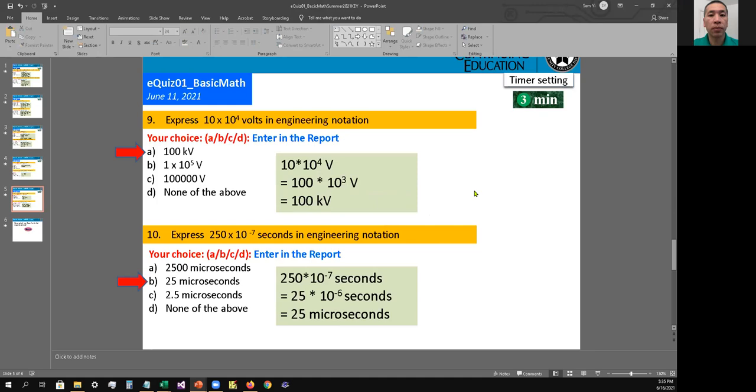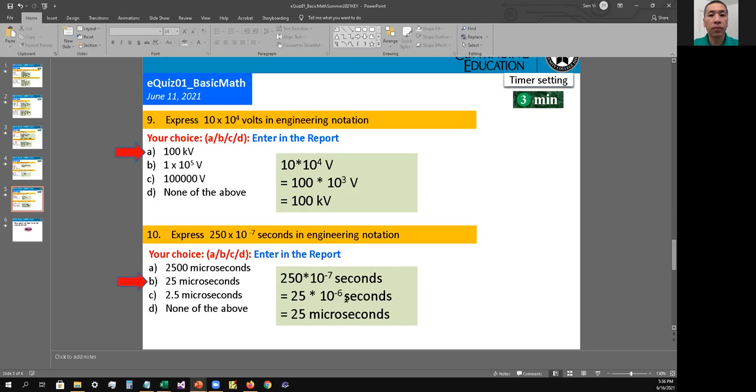Okay, so number 10. Express 250 times 10 to the negative 7 second in engineering notation. So that's 250 times 10 to the negative 7 seconds. And then, like I said, in engineering notation, we have to make sure it's divisible by 3. 7 is not divisible by 3, but negative 6 is. So we're going to be moving 1 over, and when we're moving 1 over, we're subtracting negative 1, so that way it's going to be negative 6. So 25 times 10 to negative 6.